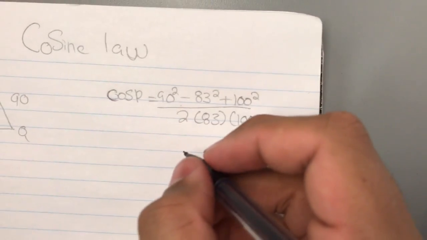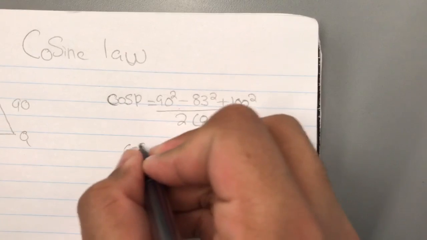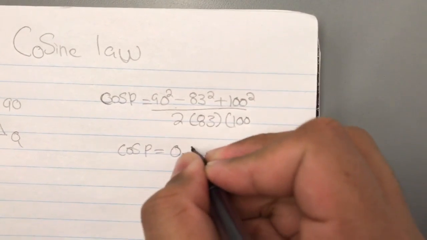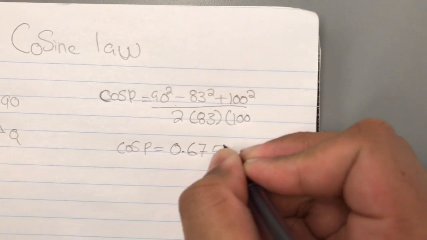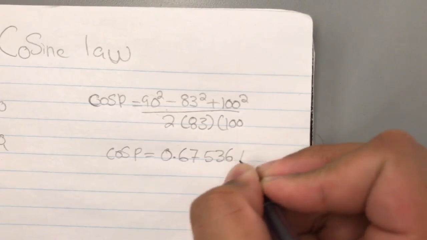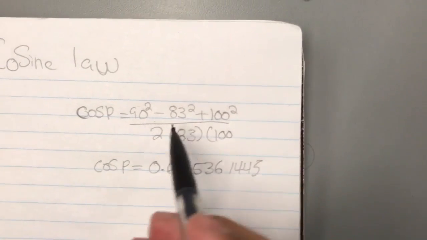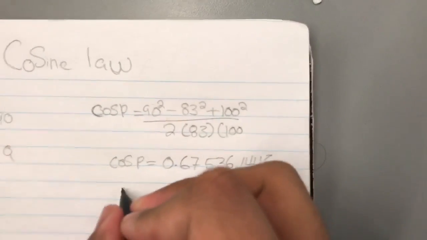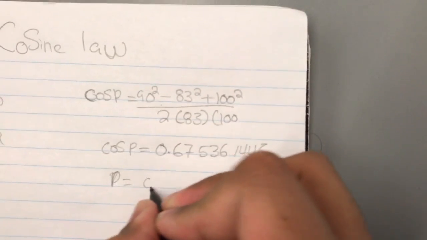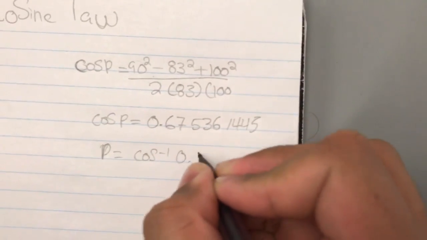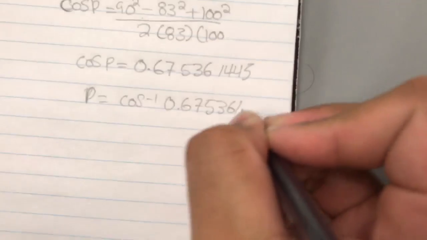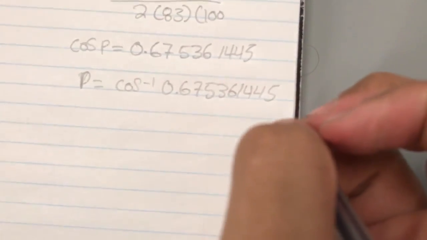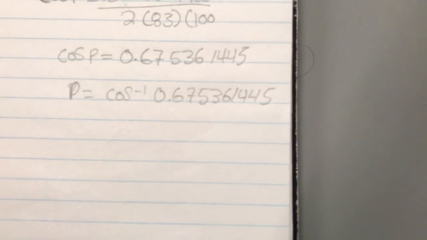Okay, and so now all we have to do is just solve that, which would be cos P equals 0.6753. So that's what we get after doing everything and solving that. So now we write P equals cos inverse of that number right there, 0.6753614445. And let me just get my calculator here real quick. And if you put that in, P is equal to 48 degrees.